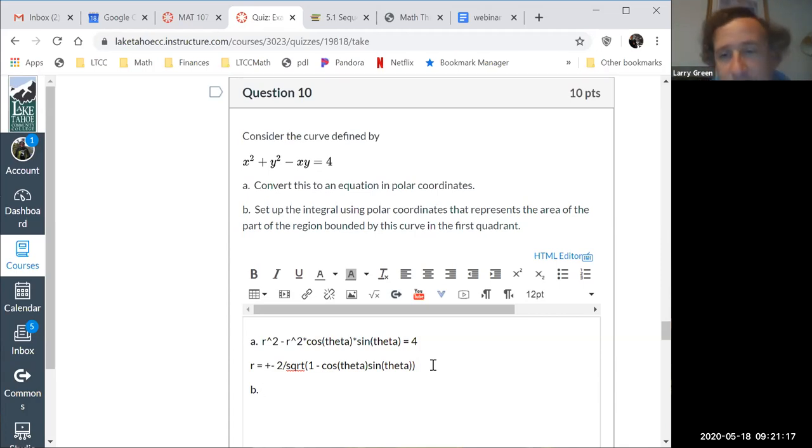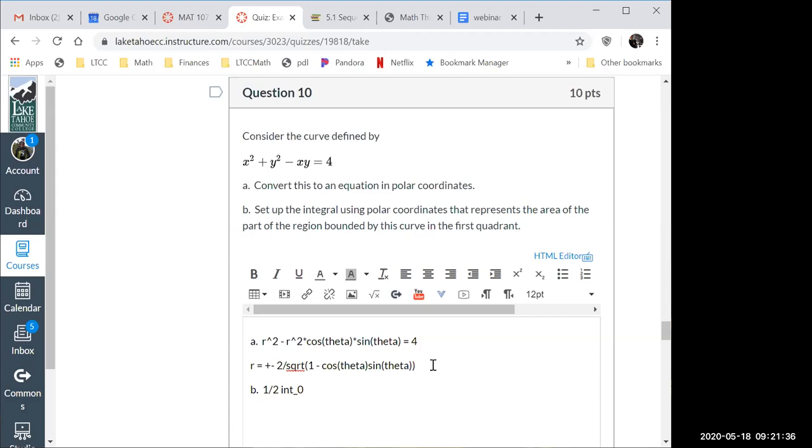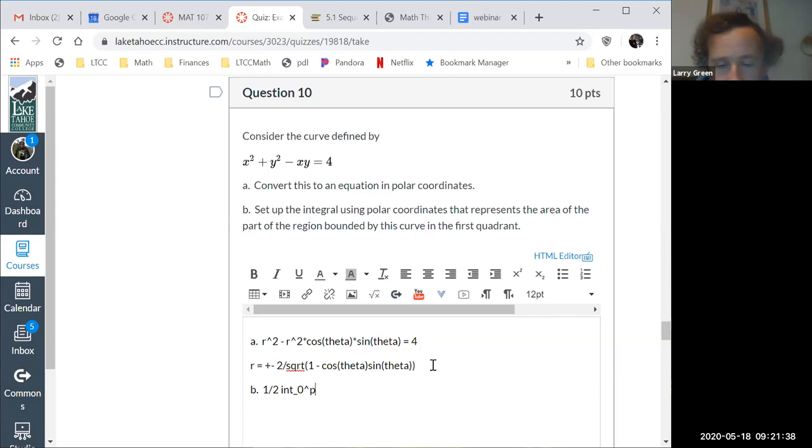It's not that hard, but you did need to use it. We had a section on it. And that was 1/2 times the integral from the low to the high. Some of you forgot the bounds. If you're in the first quadrant, what are the bounds? 0 to pi over 2. Yeah. So it's 0 to pi over 2.